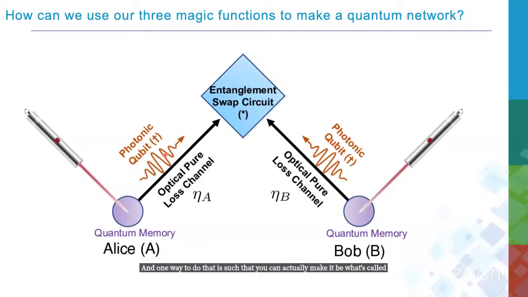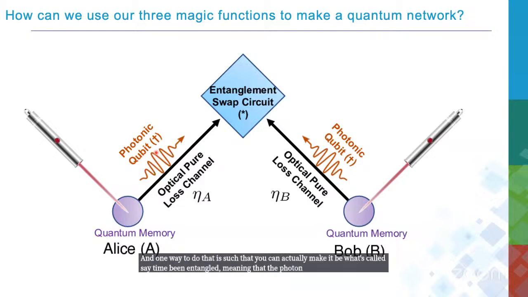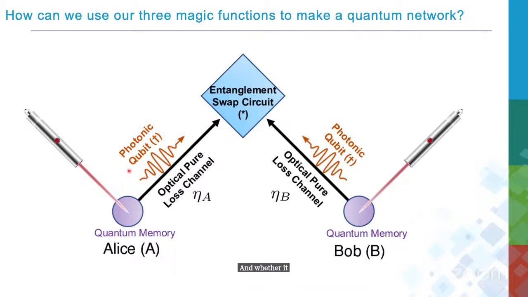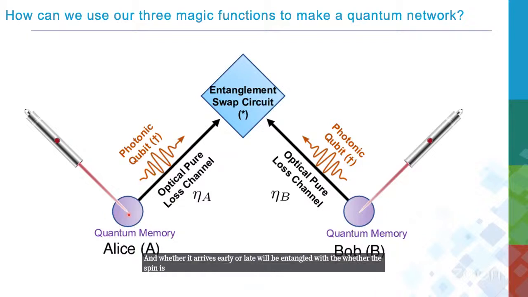One way to do that is to make it what's called time bin entangled, meaning that the photon will be a superposition of two states, either arriving early or arriving late. And whether it arrives early or late will be entangled with whether the spin is rotating on its axis so that the axis is like this, or so that the axis is inverted like that.